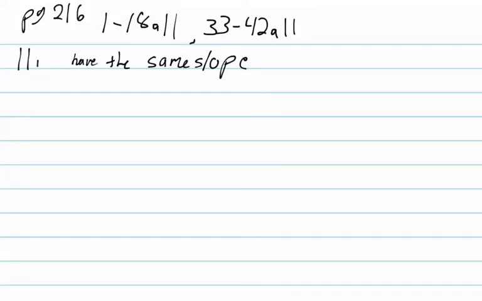So that's parallel lines have the same slope. Perpendicular lines have opposite reciprocal slopes. What the heck does that mean?